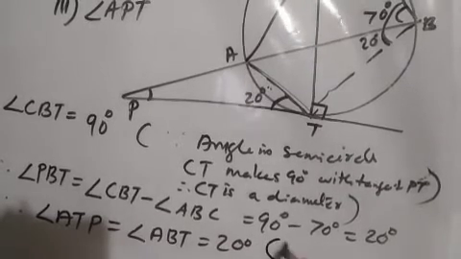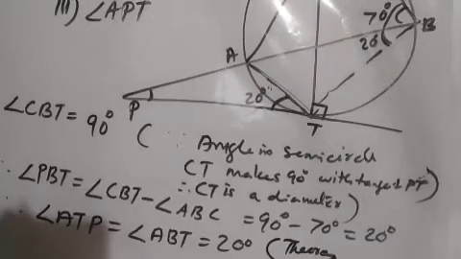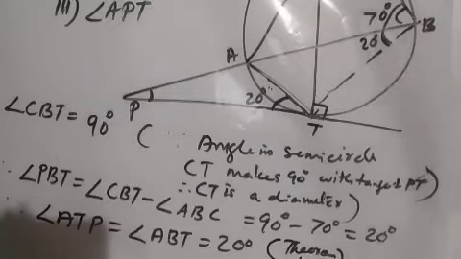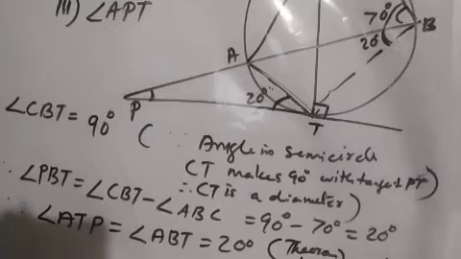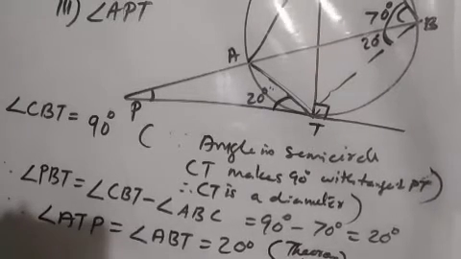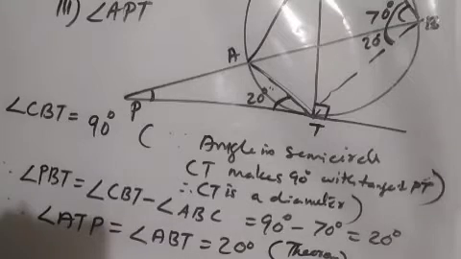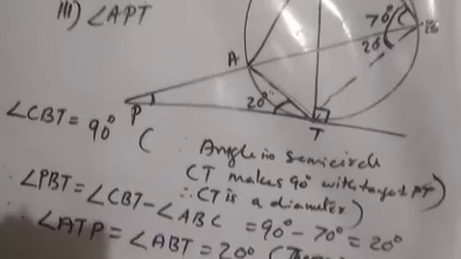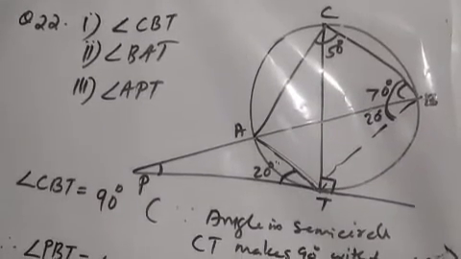By the theorem, angle between chord and tangent is equal to angle in the alternate segment. Understood? So write the statement of the theorem. Okay.